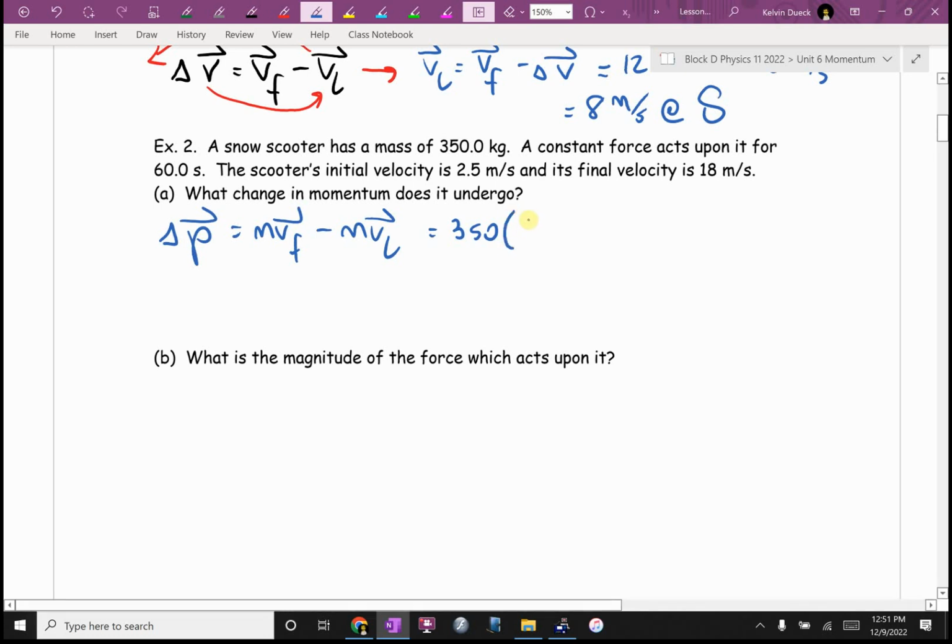What's V final then? What's V initial? Okay, what's the impulse? What's the change in momentum?